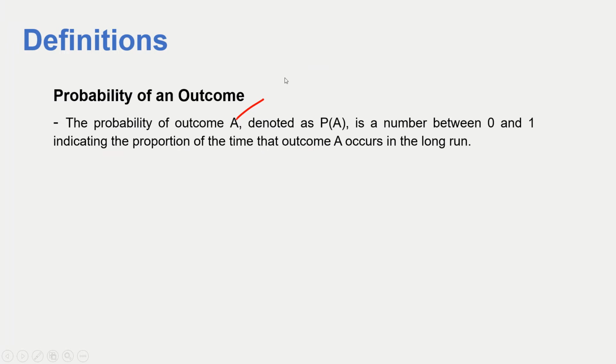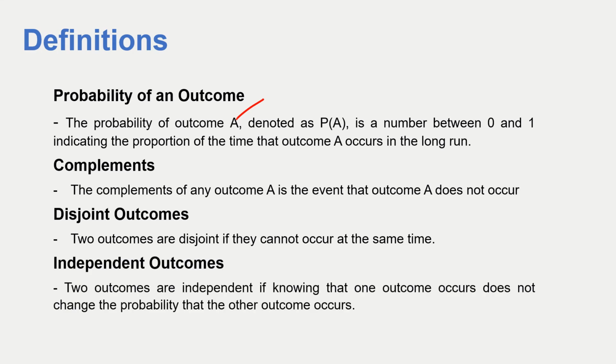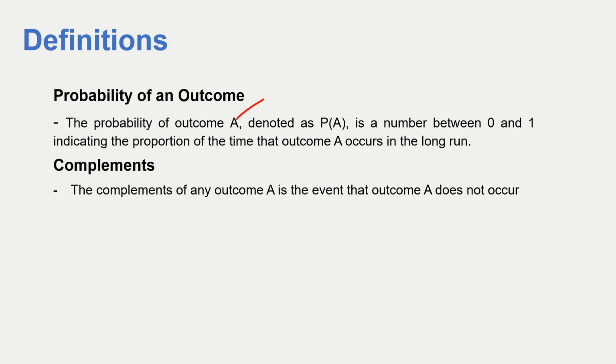There are 3 types of outcomes: complementary outcomes or complements, disjoint outcomes, and independent outcomes. Let us first define complements. The complement of any outcome A is the event that outcome A does not occur. Meaning, if there is a chance that outcome A will occur, there is also a chance that it will not occur. So there is a chance that it will happen and a chance that it will not happen. That is the complement.